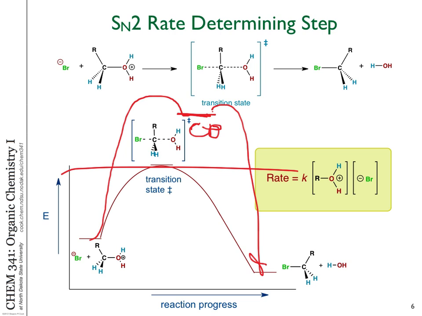The SN2 process is generally just for the methyls and primaries, because those would form the least stable carbocations, and so it would form a lower energy pathway by just doing it all at once.